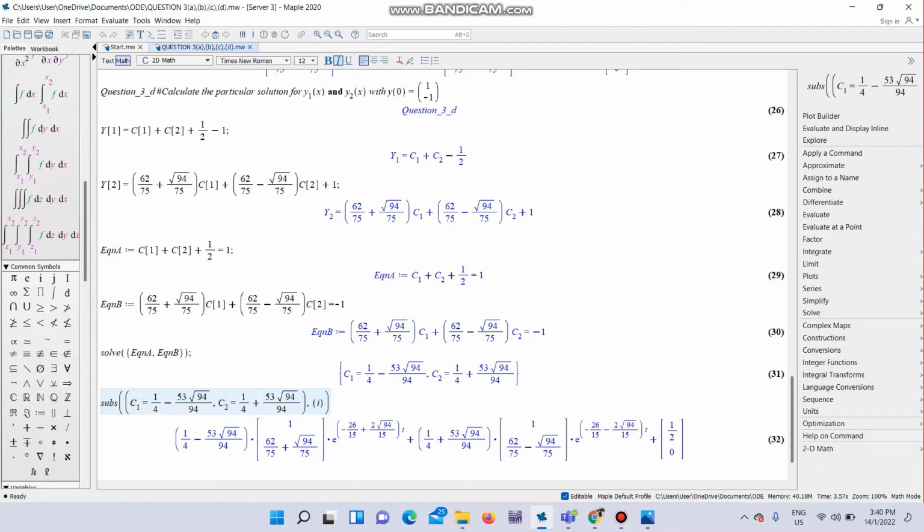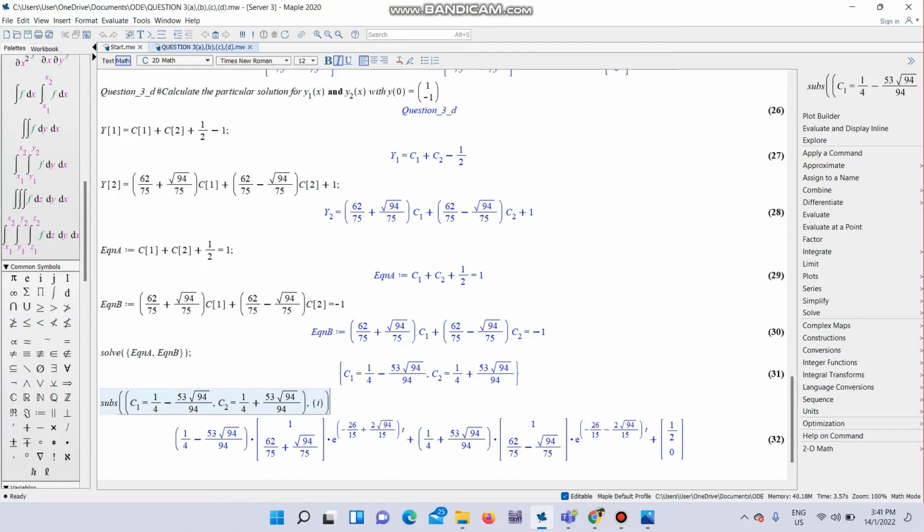Okay, for question 3D, we calculate the particular solution for y1 and y2 with y0 equal to 1, negative 1. Also, we have to determine the values of y1 and y2. For the y1, we get y1 equal to c1 plus c2 minus 1 over 2. And for the y2, the output is 62 over 75 plus square root 94 over 75 for the c1, plus 62 over 75 minus square root 94 over 75 for the c2 and plus 1.